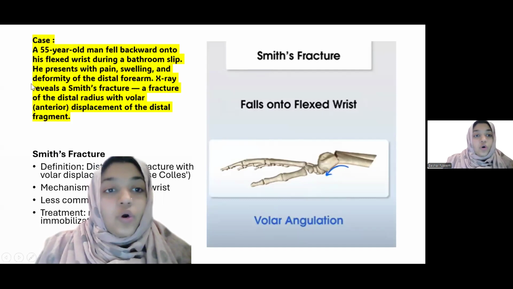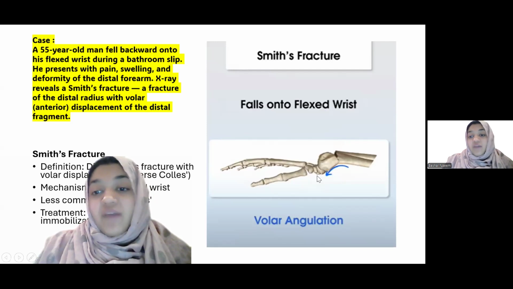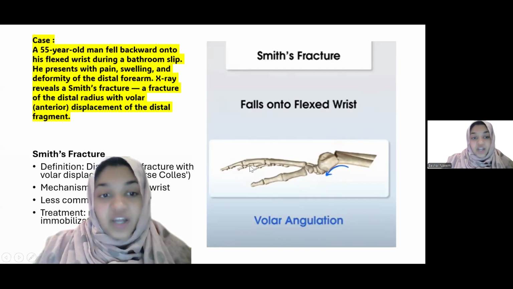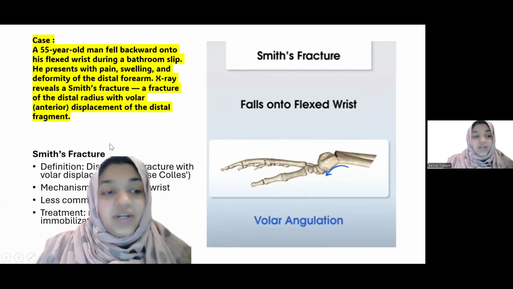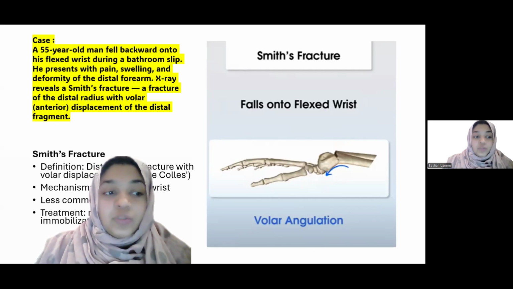Okay. So moving on to the Smith's fracture, a 55-year-old man fell backwards onto his flexed wrist during a bathroom slip. He presents with pain, swelling, and deformity of the distal forearm. X-ray reveals a Smith's fracture, a fracture of the distal radius with volar anterior displacement of the distal fragment. So whenever you have this volar or anterior displacement of the radius, you have a Smith's fracture. It's a distal radius fracture. If you remember, the Colles fracture was 2.5 centimeters from the wrist joint. But on Smith's fracture, it's a distal radius fracture, but an anterior or volar displacement of the radius is always seen. It's often caused by a fall on a flexed wrist, not outstretched. It's always on a flexed wrist.